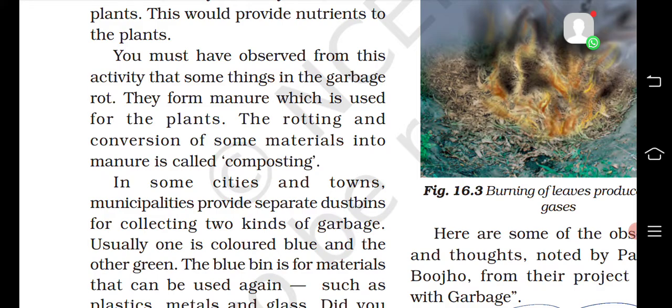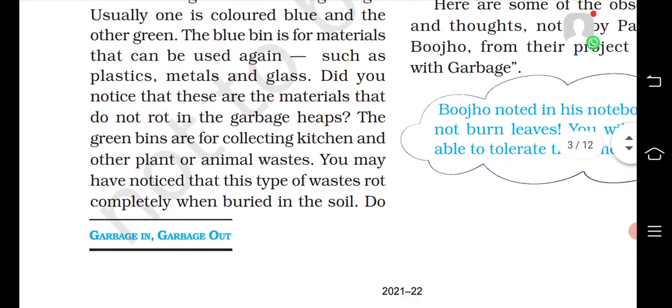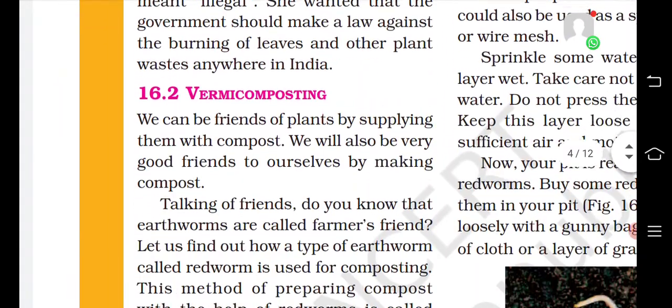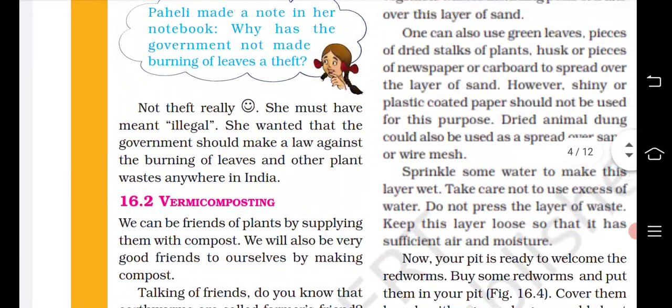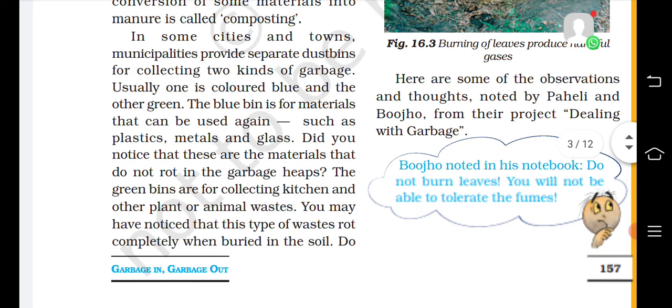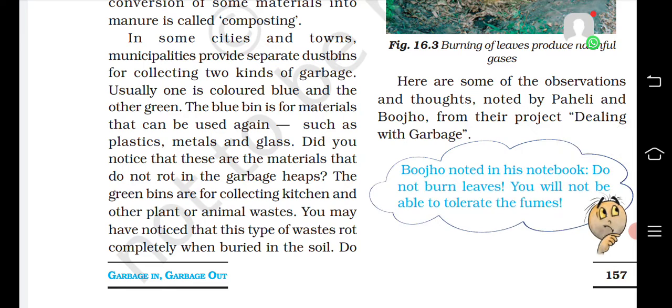Now I am discussing two types of bins that we use. There are two types of bins. One is blue bins and another is green bins. What is the use of these two types of bins? Usually in the blue bins we collect plastic, metal, glass, this type of garbage, and in the green bins we collect kitchen and other plant or animal waste.